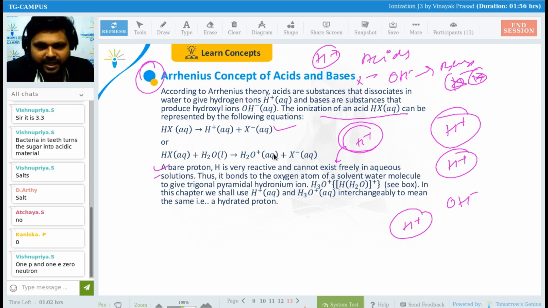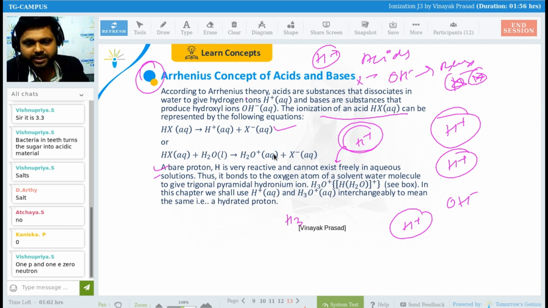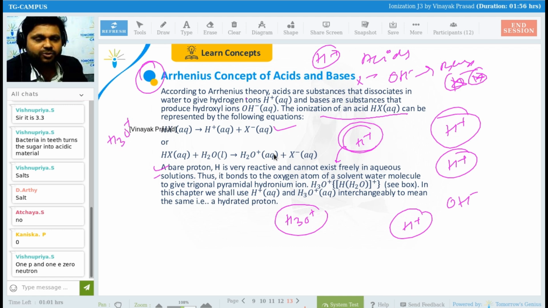So it bonds to the oxygen atom of a solvent water molecule to give a trigonal pyramidal hydronium ion, that is H3O plus ion. So when it is in contact with water, it gives the H3O plus ion. This is the hydronium ion, guys. Please make a note of this.